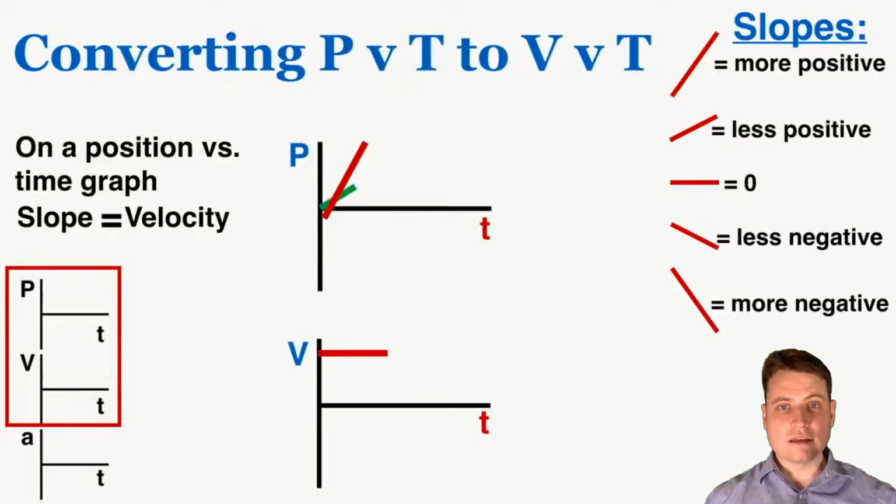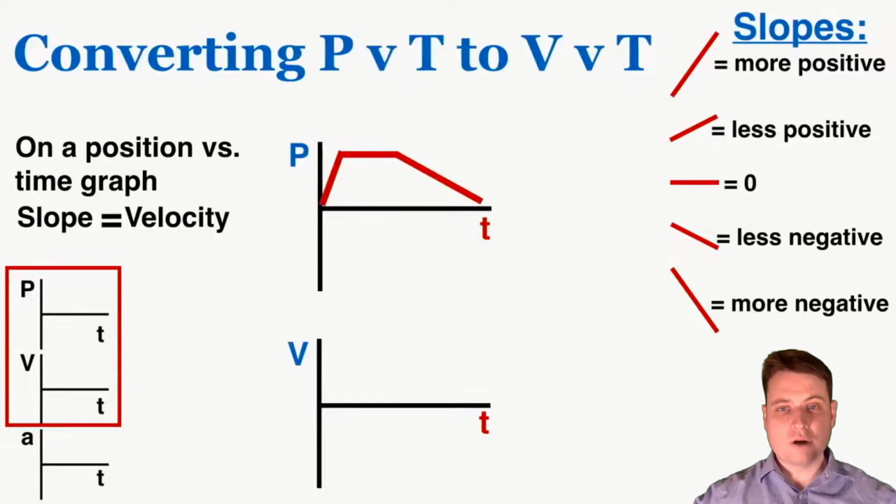If I make this slightly less steep green line, I can see I have a slightly less large velocity because the slope is less large on the position time graph. This pink line that I just drew is perfectly flat, so that has a slope of 0 and it's constant, so that means the velocity is also constant and 0. And then this is a slightly negative slope and a more negative slope for a slightly and more negative velocity.